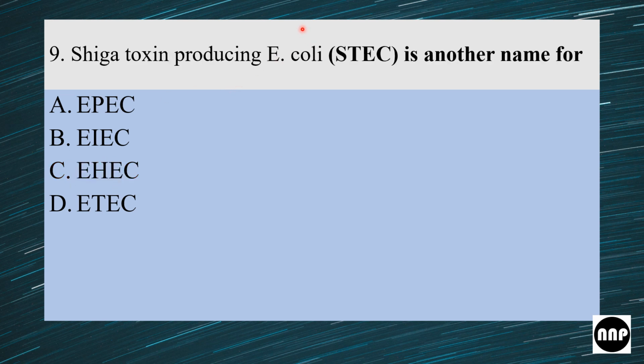Shiga toxin producing E. coli is another name for option A, enteropathogenic E. coli, option B, enteroinvasive E. coli, option C, enterohemorrhagic E. coli, or option D, enterotoxigenic E. coli. You can pause the video. The answer is enterohemorrhagic E. coli is known as STEC, Shiga toxin producing E. coli.